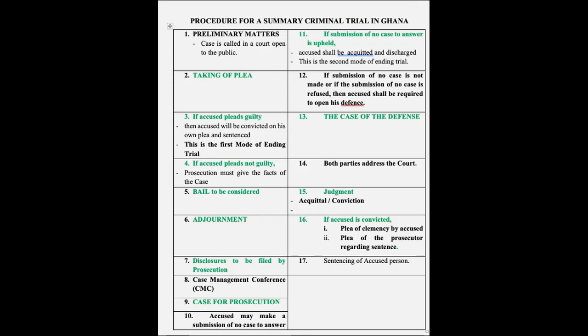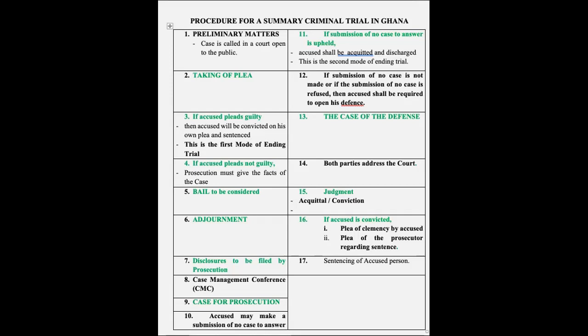After the accused opens his defense, he has to call his witnesses that he intends to use to establish his case. After that, the accused will have to close his case. After the close of case of the defense, it means that everybody has presented their respective pieces of evidence. Prosecution, we have your evidence. Accused too, we have your evidence.